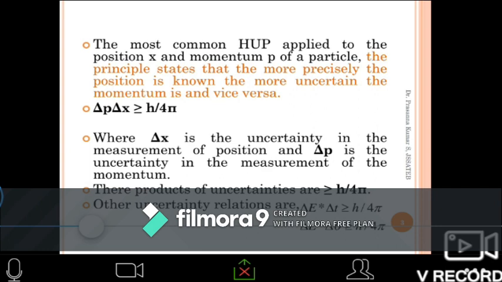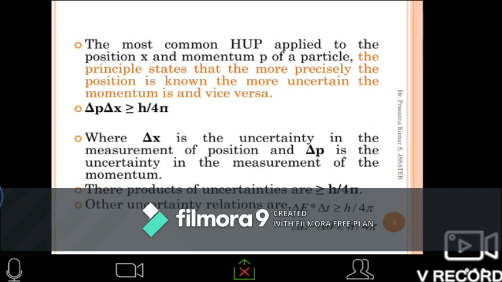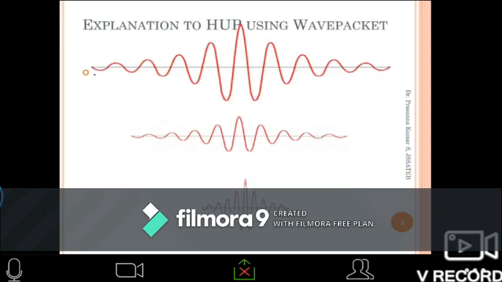That's what the meaning is. Similarly, delta L is the angular momentum, the uncertainty in the measurement of the position, the angular displacement. These are the three expressions of Heisenberg. Now we are going to come to the explanation of the Heisenberg uncertainty principle.